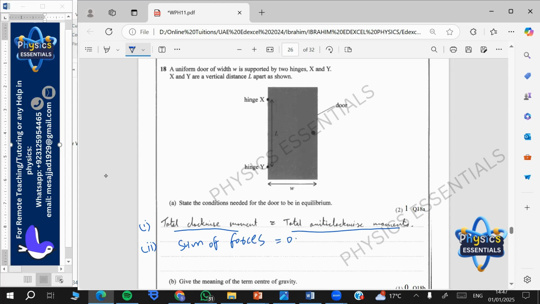So in other words, the sum of forces and the sum of moments should be 0. These are the two conditions for a body to be in equilibrium. So he wrote 1 and he got 1 mark.